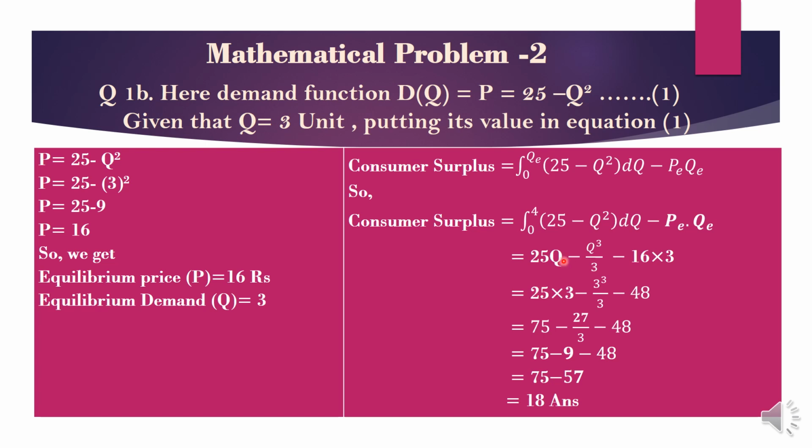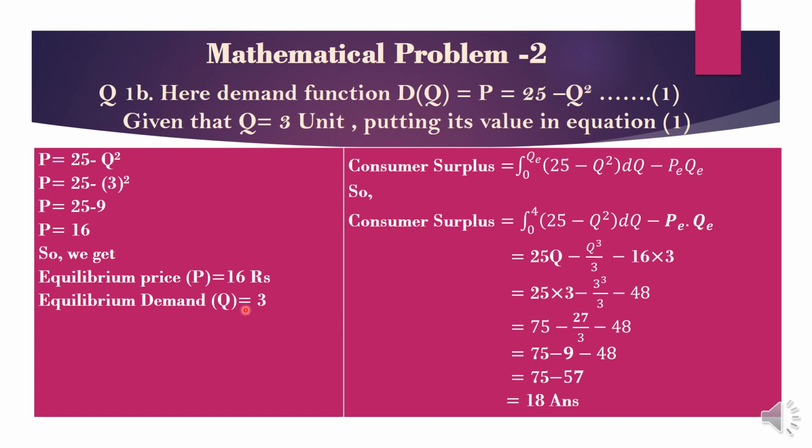25 into Q, putting the value of Q equal to 3, we get 25 into 3 minus 3³/3 minus 48. 25 into 3 is equal to 75, and 3³ is equal to 27/3, and here 48 remains the same. After calculating all this, we get consumer surplus equal to 18 rupees. So this way we can calculate the consumer surplus.